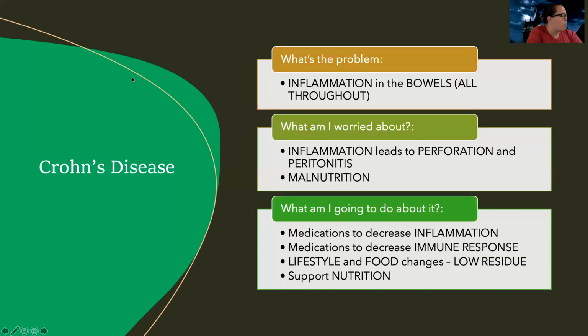So let's talk about Crohn's disease. Crohn's disease is an inflammation in the bowels all throughout. It's one of the types of inflammatory bowel disease, and I talk about the differences between the two more in my this versus that PowerPoint. But effectively, it's an inflammation that happens on all layers and all sections of the bowel, most often in the small intestines, or small bowel, but it can go all the way through the colon.